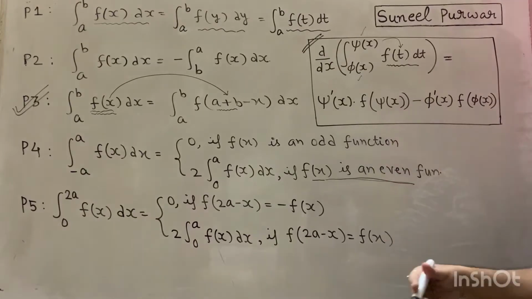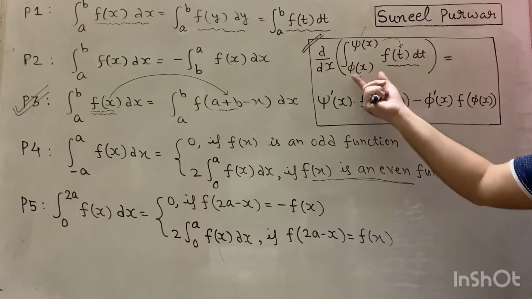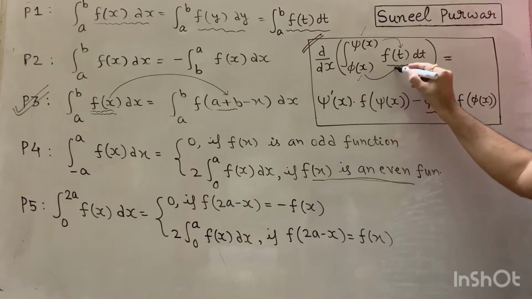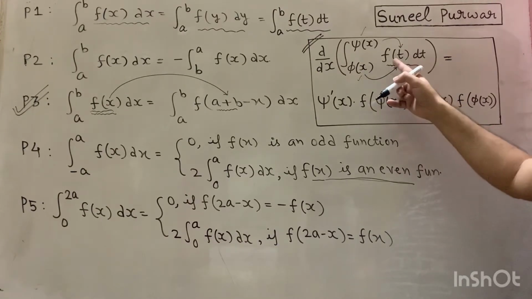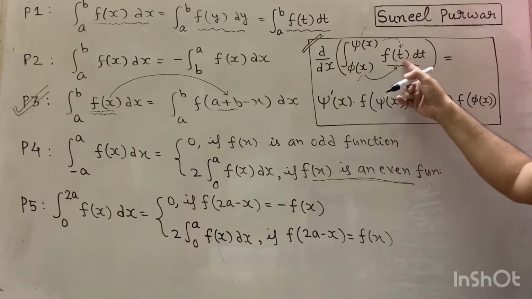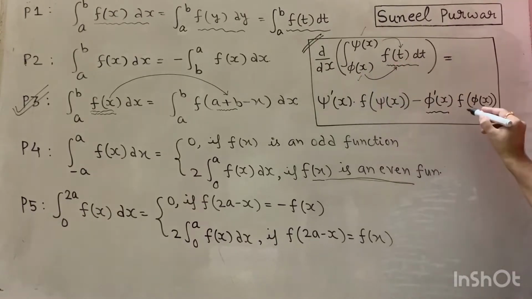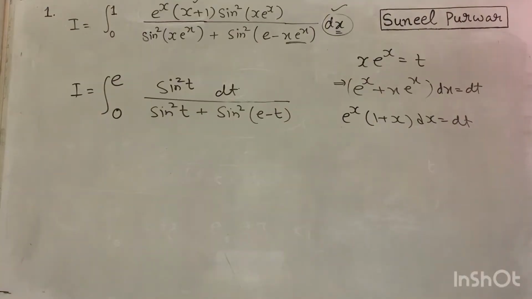Repeat the same thing for the lower limit. So differentiate the lower limit, you get what? Phi dash x, and then substitute this lower limit in place of the variable, okay, in the integrand, which is t right now. So it will become f of, replace t by this lower limit, it becomes f of phi x. So here is your first question.